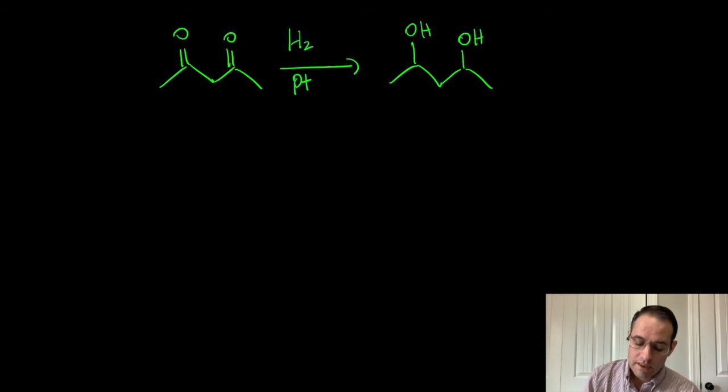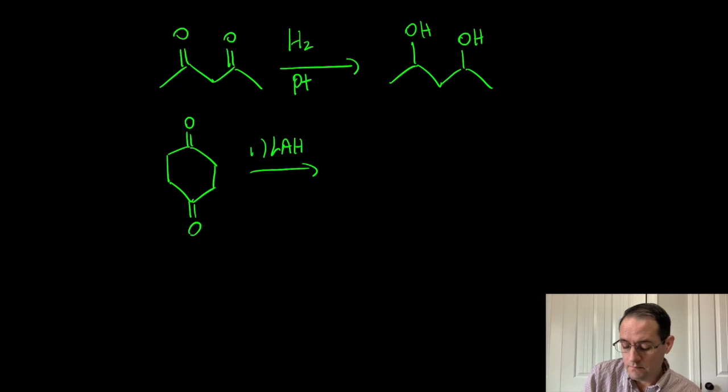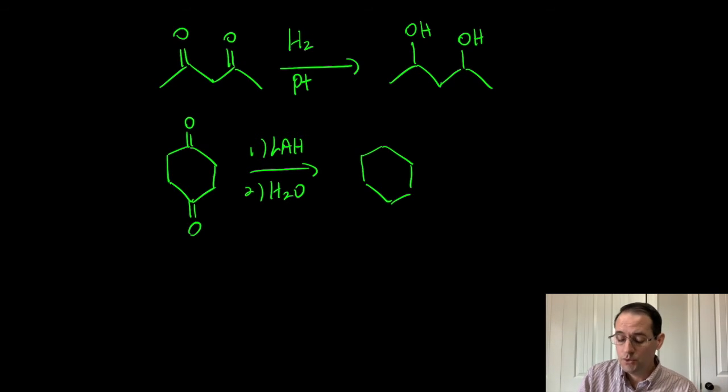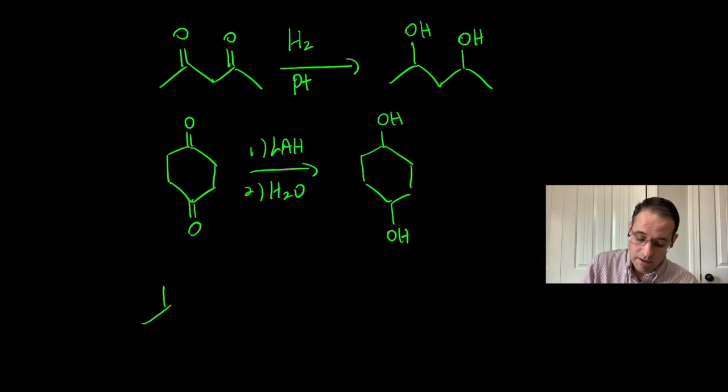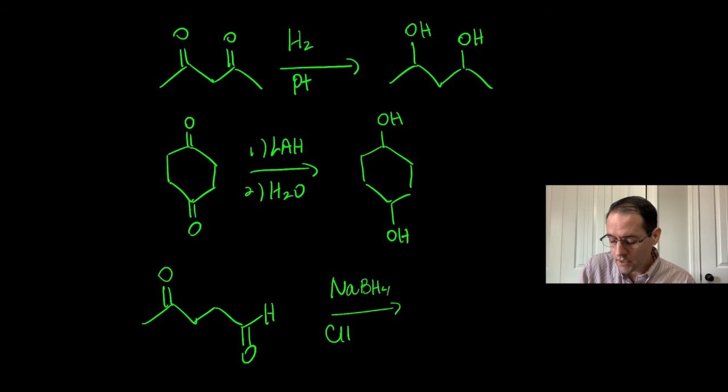The other thing we could do is we could treat something like this with lithium aluminum hydride and water. So it's the same deal. We're just converting each of the 2 ketones to an alcohol. Okay, and it really doesn't matter what kind of functional groups you have. We could, for example, have a ketone on the left and an aldehyde on the right. And if we treat this with sodium borohydride in methanol, we're going to form the diol.